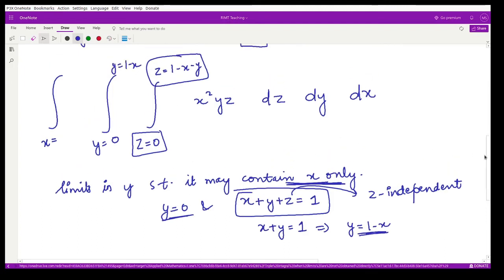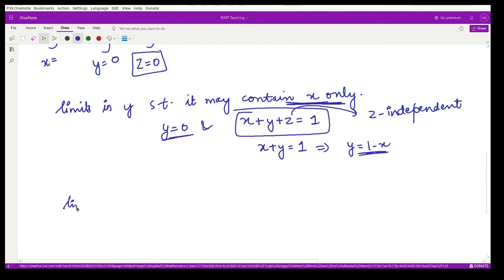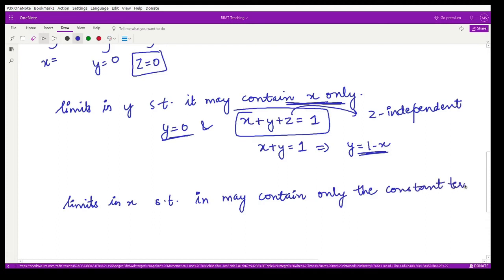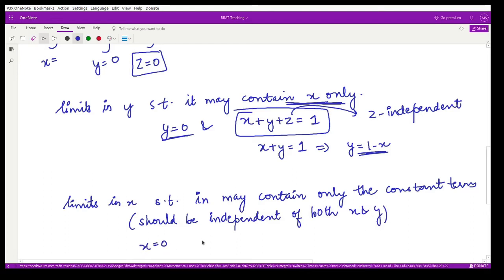And for the limits of x, we want the limits in x such that they contain only the constant terms, no term in y and no term in z. Constant terms. So that means it should be independent of both x as well as y. So this x is equal to 0 is given to you in the question.